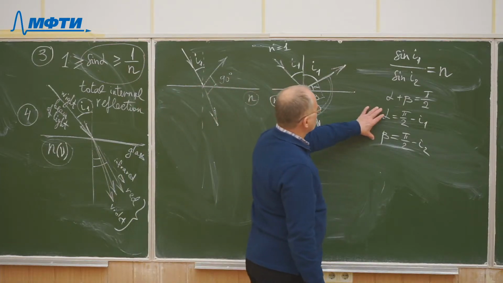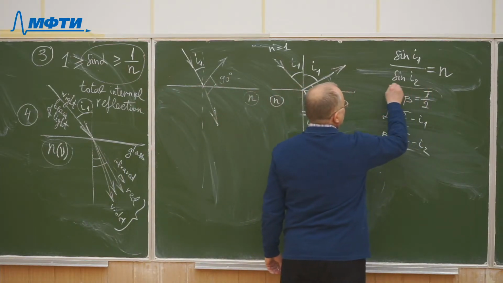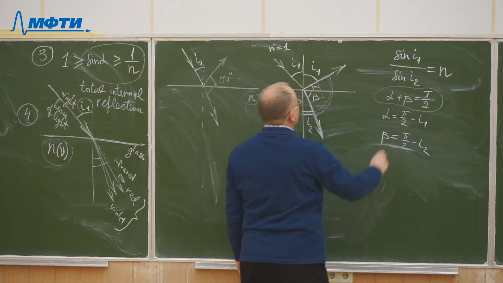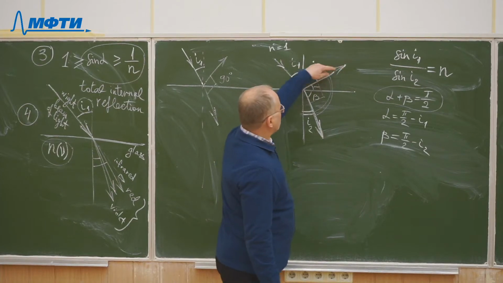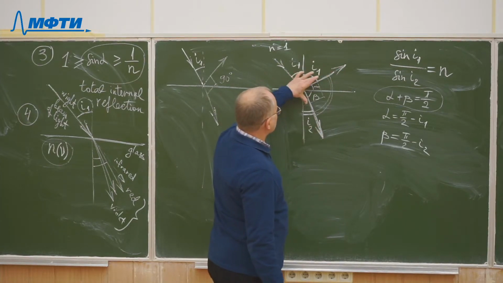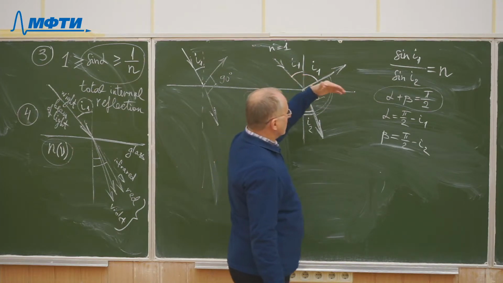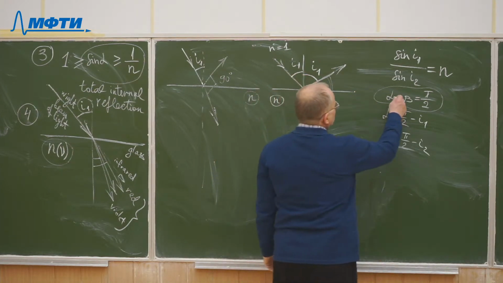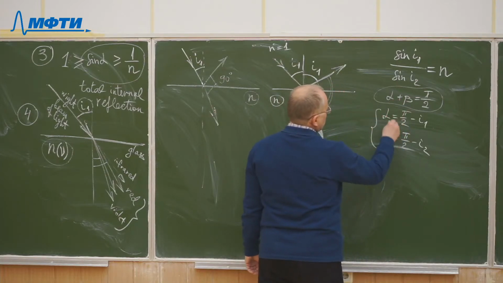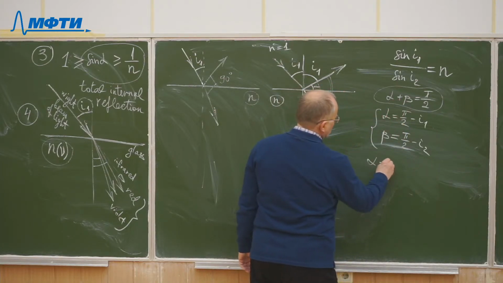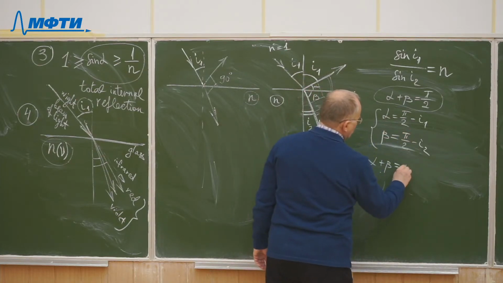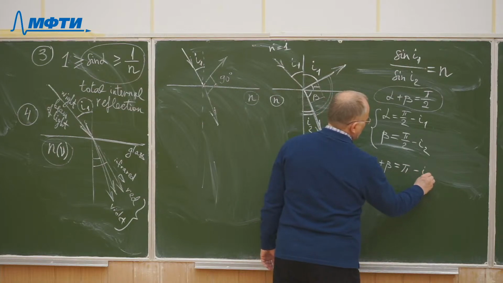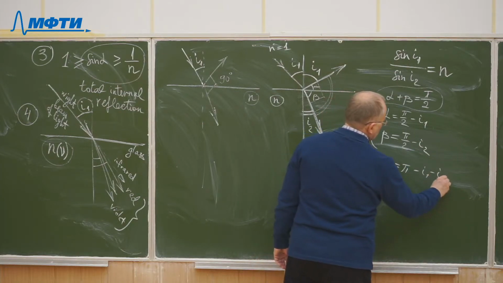This is always true, but in this particular problem we have a condition imposed on angles alpha and beta. We know that these two beams of light propagate at right angle. This angle is 90 degrees. This is given in the problem. So if it's given, we add these two equations and obtain alpha plus beta. Alpha plus beta will equal pi minus I1 minus I2.